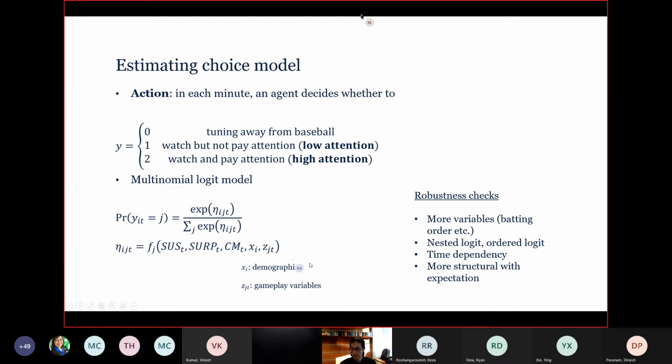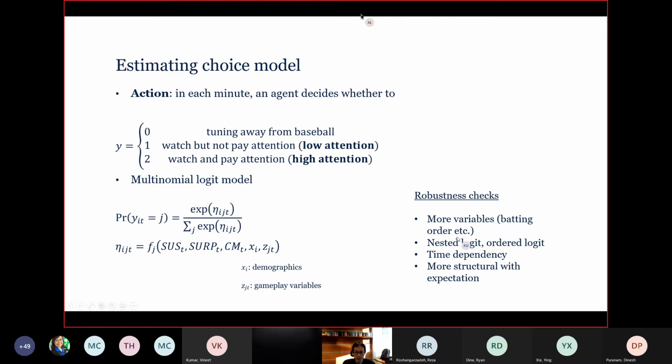cleanups, fans, etc. Well, we debated for a long time whether we should estimate a more structural dynamic model. But for now, I think this simple multinomial choice model is great, in the sense that we can put in more dummy variables, we can allow flexible interactions, etc. So this multinomial choice model fits really well to the data.